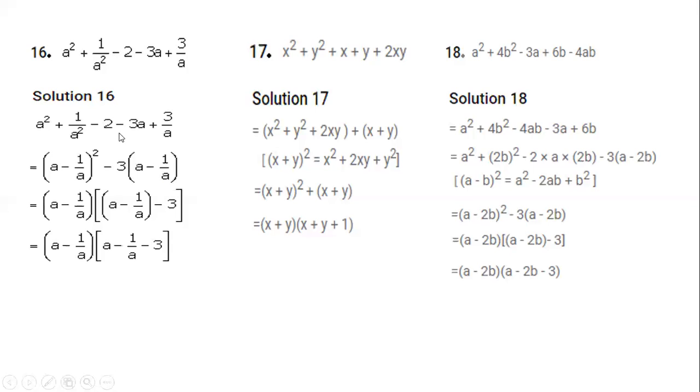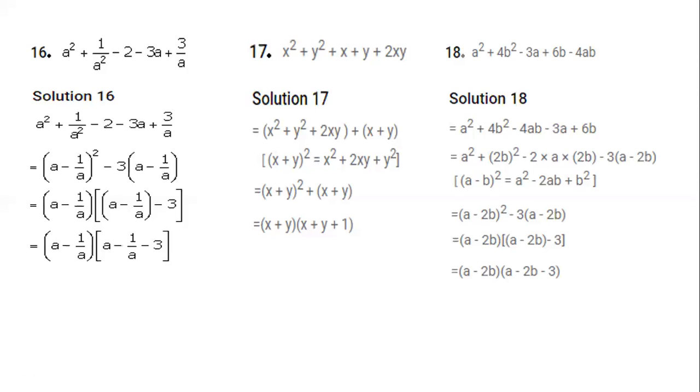So concentrate on this step again. A square plus 1 by a square minus 2 can be written as a minus 1 by a whole square. From these two, take out minus 3 common, a minus 1 by a. So from these two terms, I am going to take a minus 1 by a as a common quantity, and we are left with a minus 1 by a from the first term, minus as it is, 3 as it is. This is your solution of the 16th one.